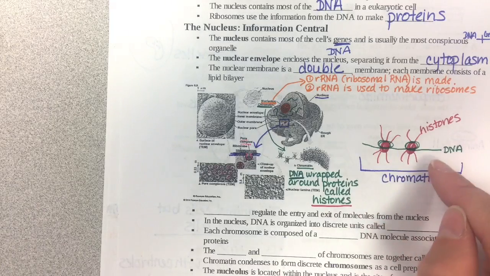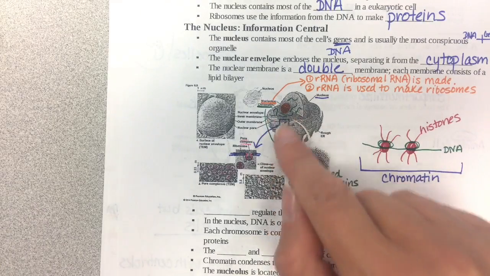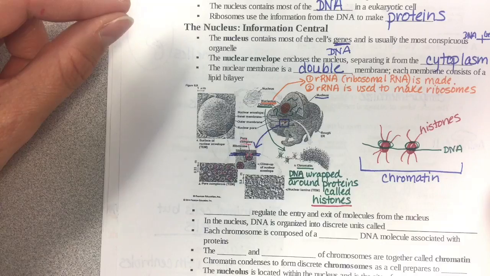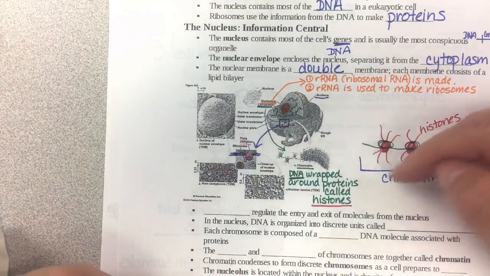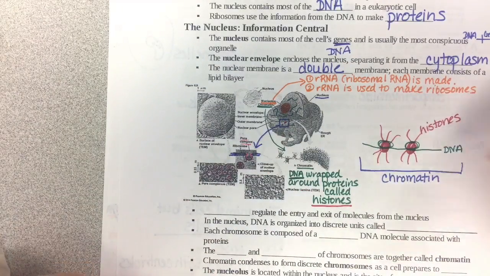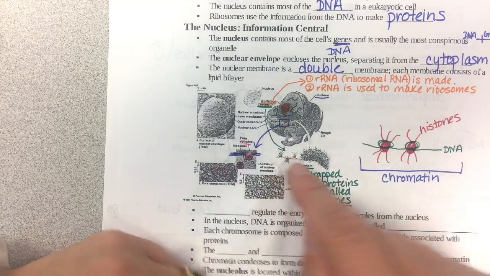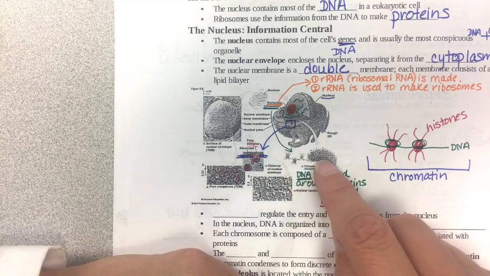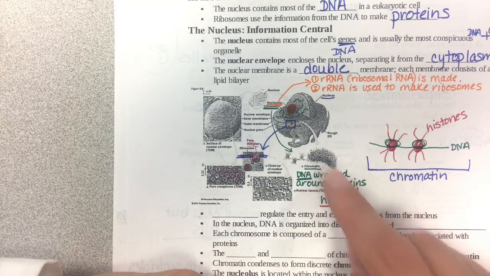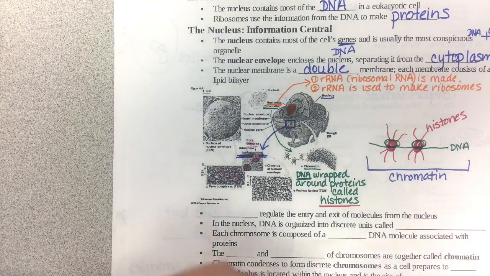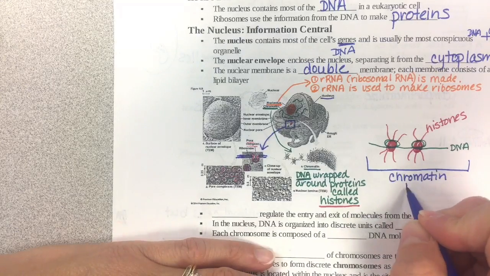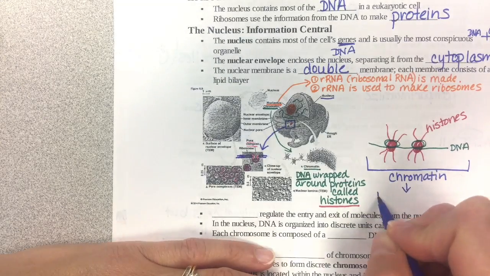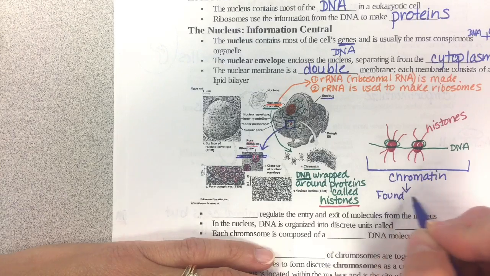And so that's the same thing with DNA. So the DNA in our cells is very, very long, a whole chain of nucleotides. And to keep it organized, we wrap it around these histone proteins, and then they kind of bunch together, and that's what your chromatin is. And so that's what we're seeing here. So chromatin is found in a nucleus, found in a non-dividing cell.